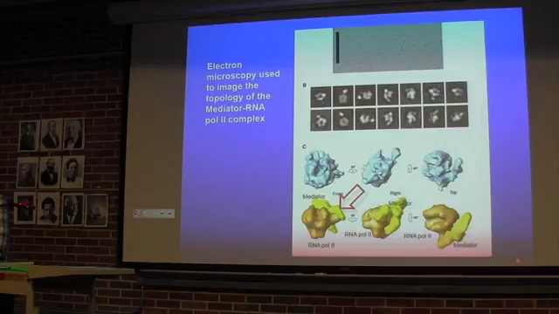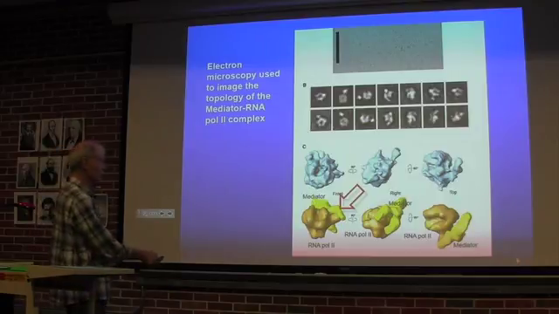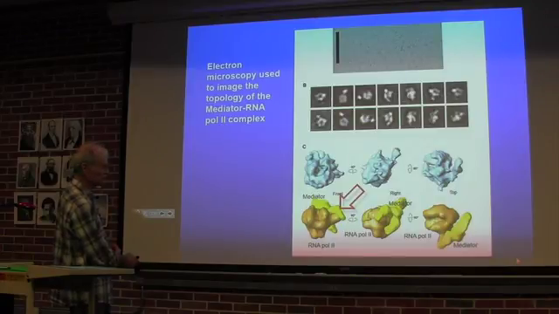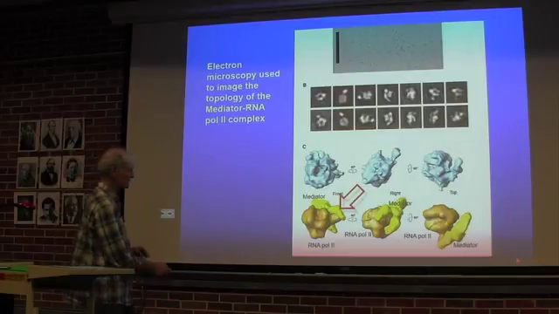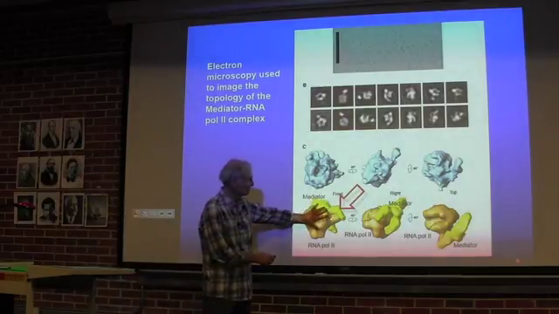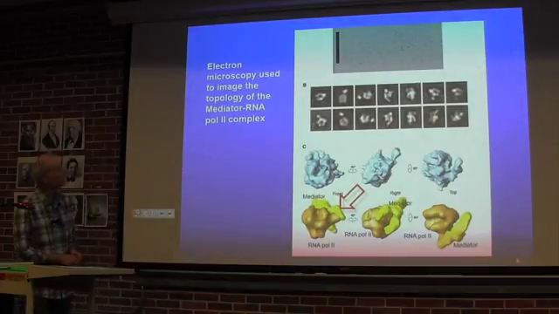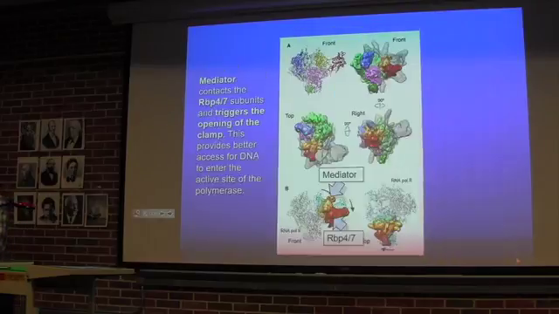So this is what mediator looks like right here. Is that mediator? I think that's mediator. But you see it kind of globs on the outside of RNA polymerase, but we'll see in a minute that it's making interaction with specific subunits. Here we go, exam question.